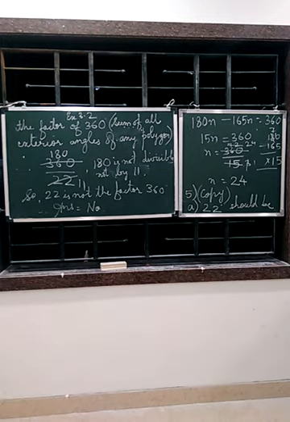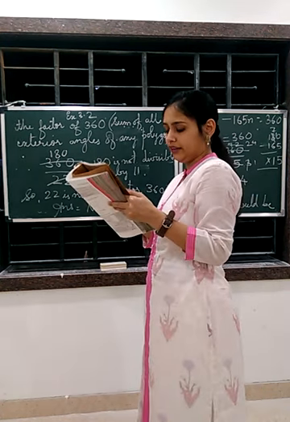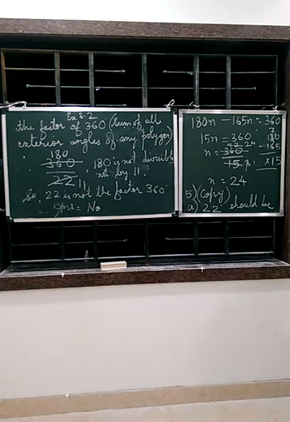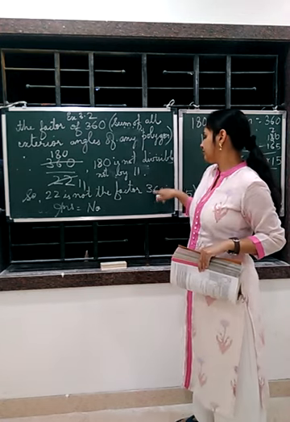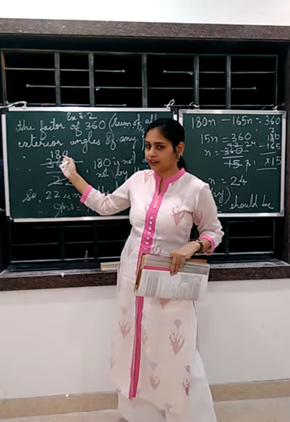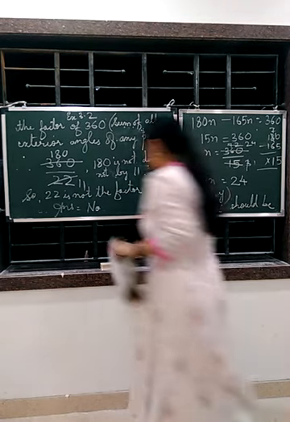There is B part also. Can it be the interior angle of a regular polygon? No again. Why? Let's see why. Because it is not a factor of 360, hence it wouldn't be a factor of 180 also. But still we will solve this also.